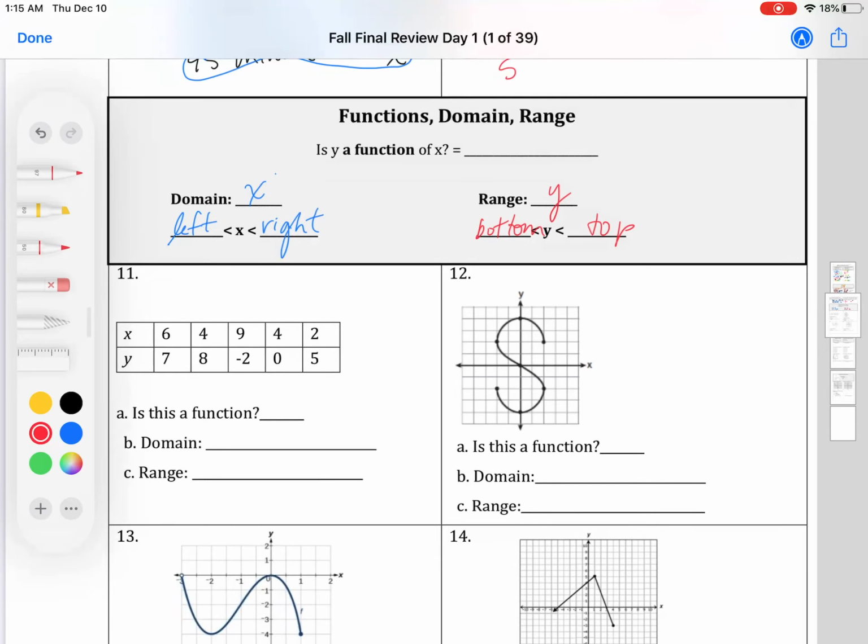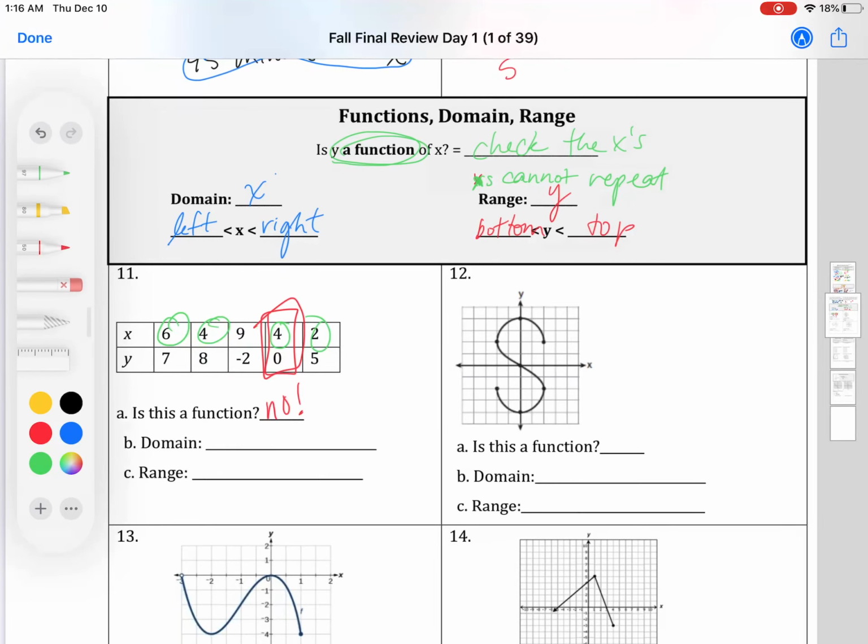So when I look at number 11, I skipped this part, sorry guys, is y a function of x? If you see that phrase, it means check the x's. So in this one, I'm checking all of these x's. When I look at these x's, I see a 4 with an 8. I see a 4 with a 0. That's not good. This one here is not a function. Is this a function? No. Why? Because the x's repeat. X's cannot repeat.